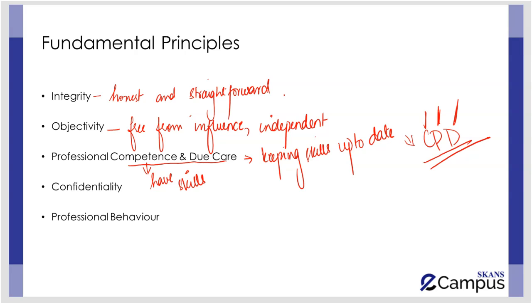The next fundamental principle is confidentiality. Now, this is very important. You have to listen to this carefully. The auditor comes across a lot of confidential information during the course of audit. Remember, confidential information is any information related to a company's performance that is not available publicly. So, confidential information could be something as simple as ledgers and source documents.